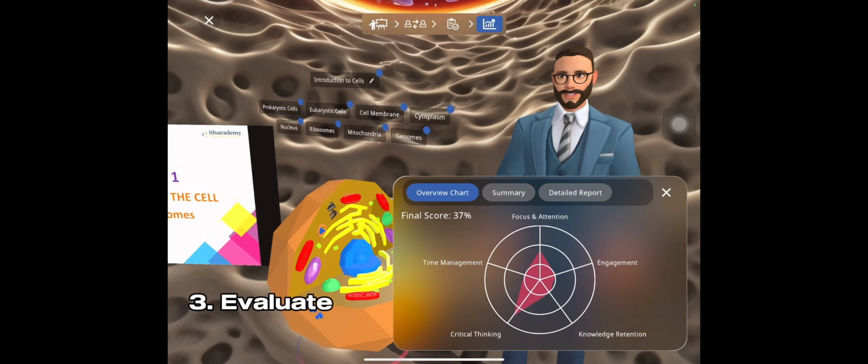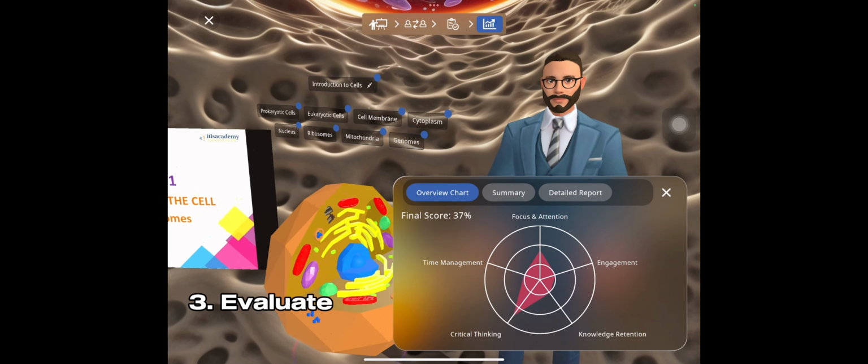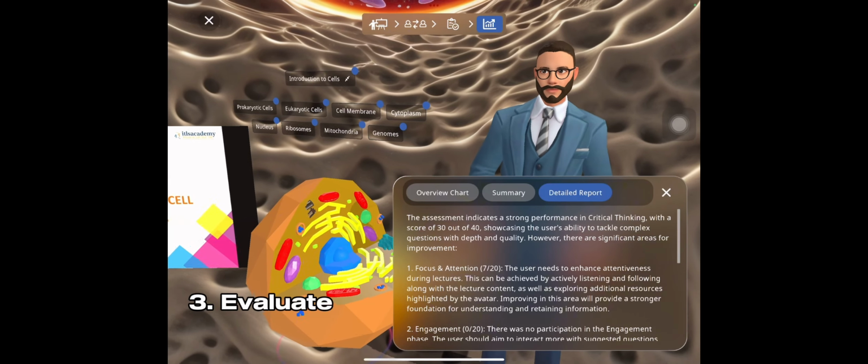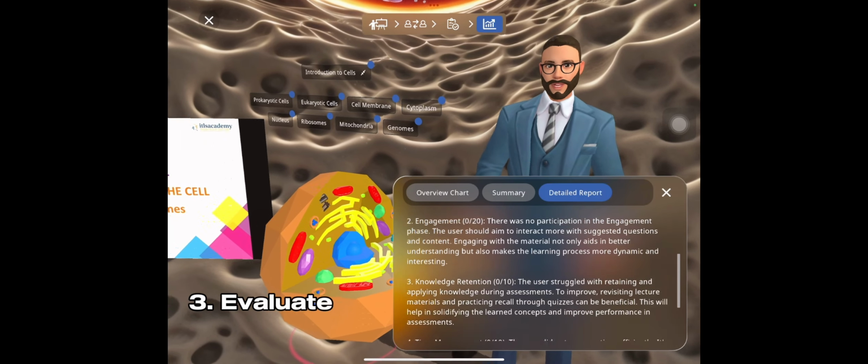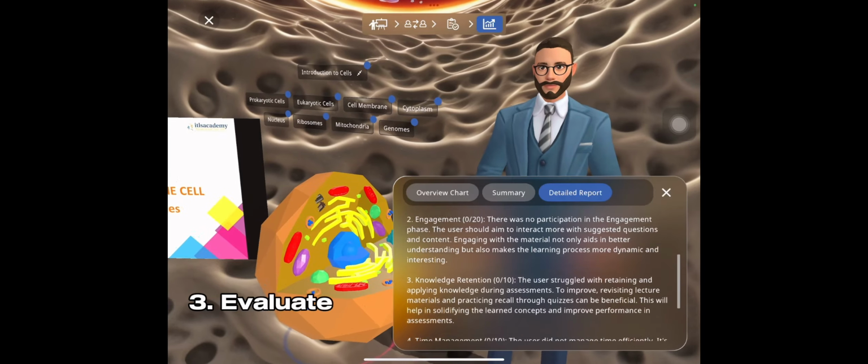This is your overview chart and your final score. Here is your detailed report. The assessment indicates a strong performance in critical thinking.